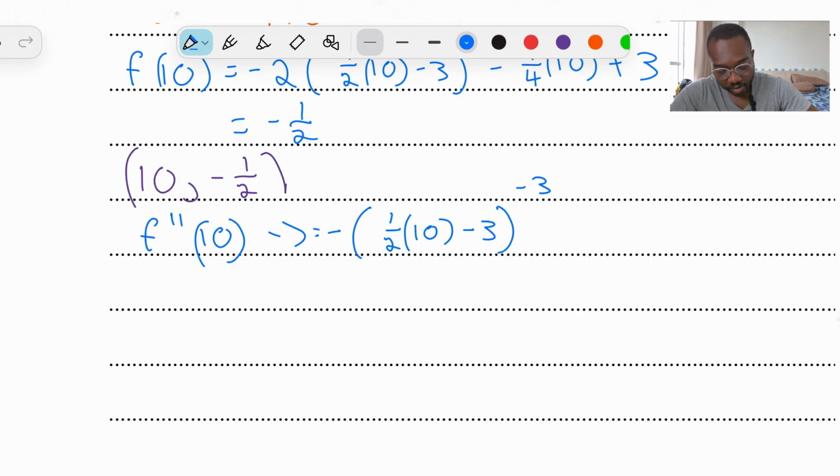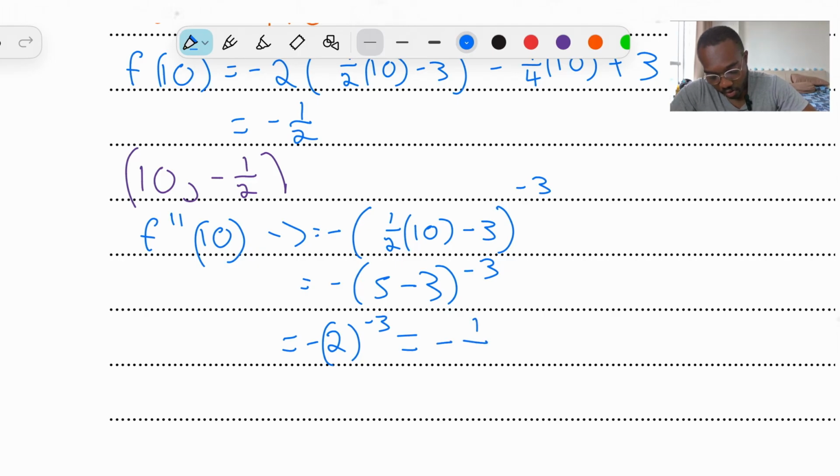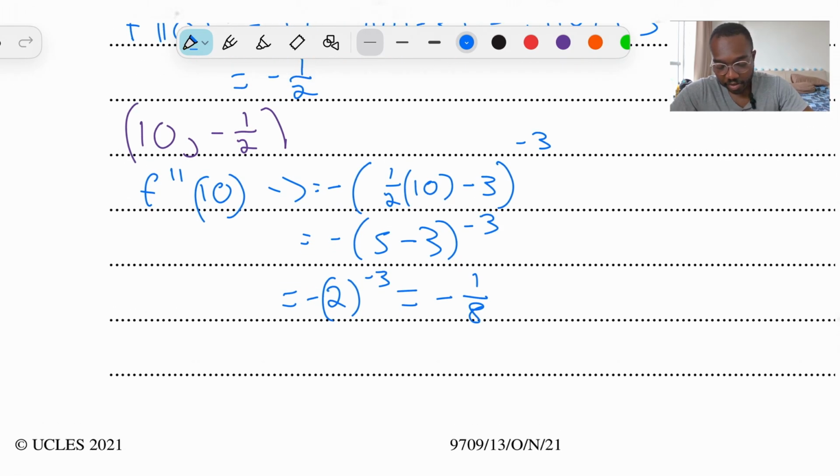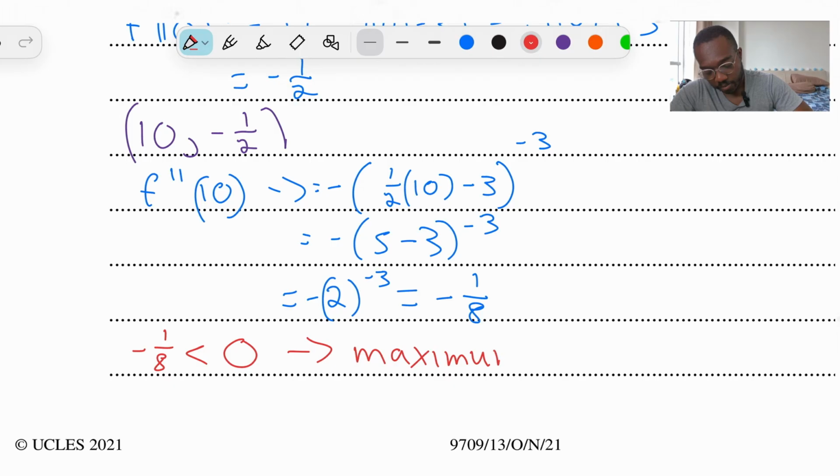Okay, so if we work this out, we get minus 5 minus 3 to the minus 3, okay? And then that is minus 2, okay? And that's to the minus 3, which would give me minus 1 over 8, okay? So now we get minus 1 over 8. Well, minus 1 over 8 is less than 0. So because minus 1 over 8 is less than 0, it's going to be a maximum point, okay?